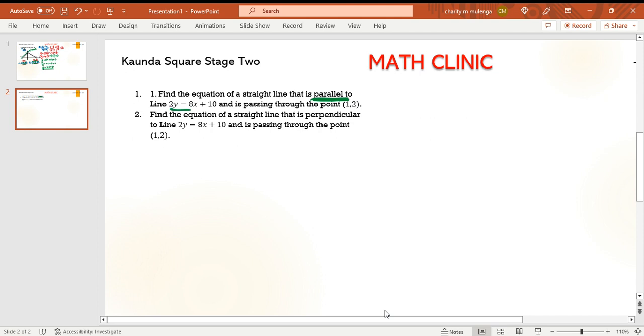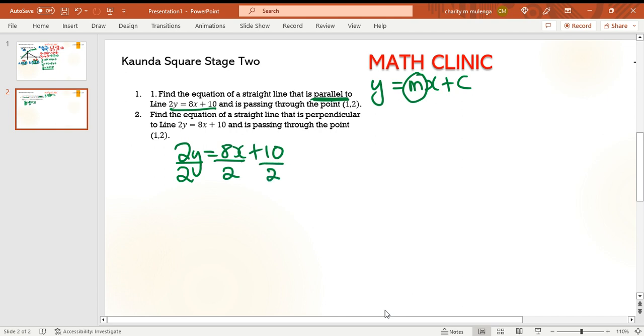Now, remember, how do we find the gradient when you're given an equation like this? Don't forget that there are many ways of finding the gradient. Remember, the y-intercept form of all straight lines is given by y equals mx plus c, in which m is our gradient. So to find the gradient when you're given an equation like this, you make y the subject. In this case, we're just going to divide both sides. So 2 into 8, we're getting 4x plus 5. So in short, our gradient here is 4.